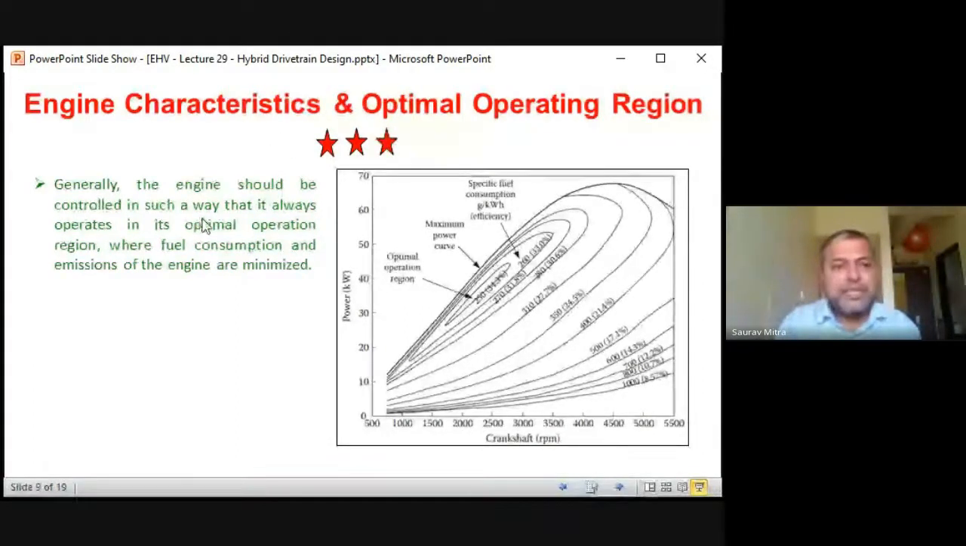What is said is that generally the engine should be controlled in such a way that it always operates in its optimal operating region. What is the optimal operating region? You are finding here, this is the optimal operating region. So here you are finding speed is around 1600 or so, and here up to around 2500. So 1500 to 2500 is the optimum region of crankshaft RPM, whereas the maximum crankshaft RPM is 5500.